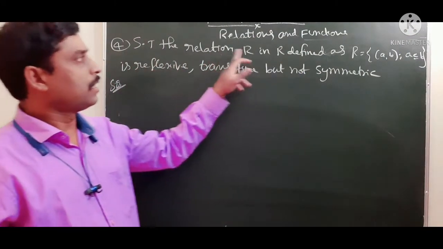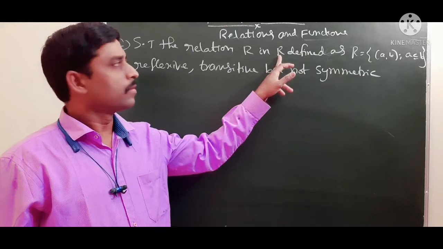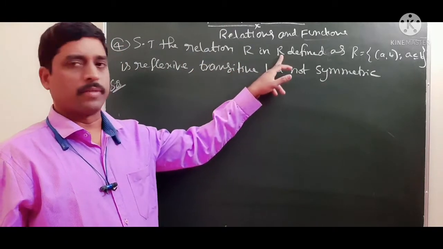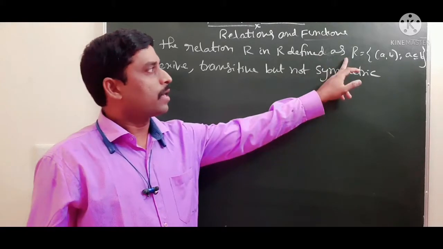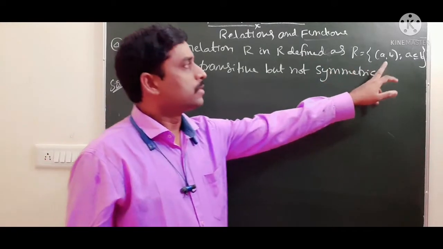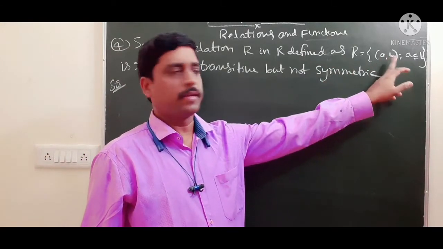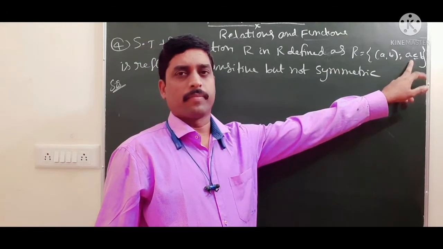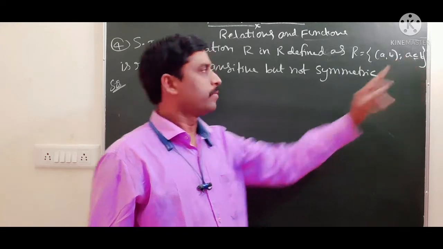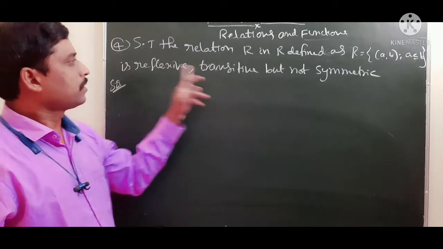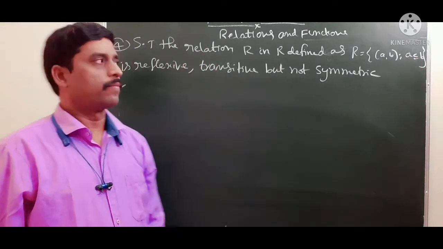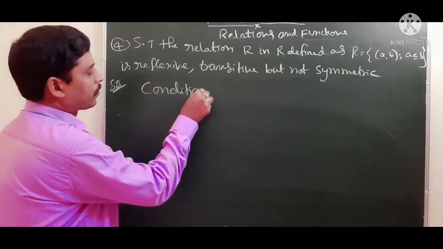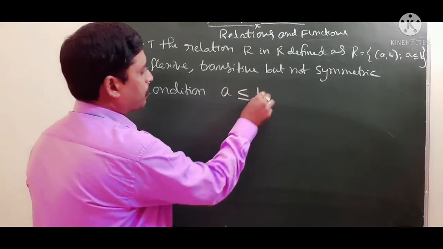So the relation R on R. The first R is the relation, the second one is the real numbers. Defined as R is equal to the set of ordered pairs (a, b). One condition is given, a less than or equal to b. Show that it is reflexive, transitive but not symmetric. So what is the condition? a less than or equal to b.